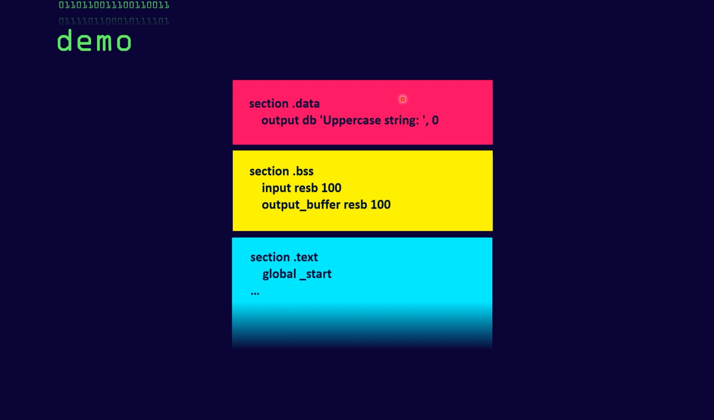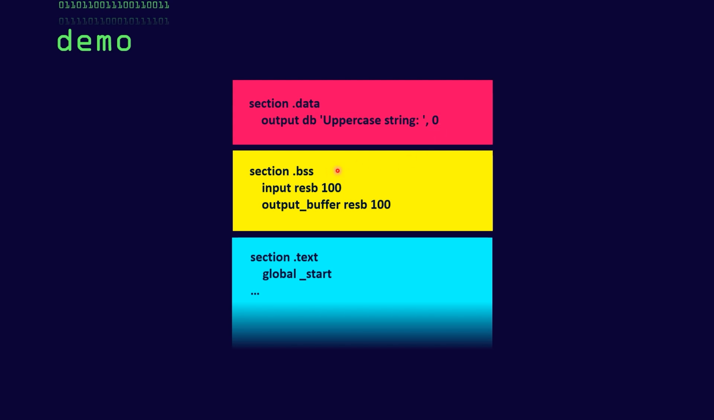For data, we will hold all the variables that are not changed. So in this case, we are initializing and declaring the variable output. DB stands for defined byte, and then uppercase string, whatever is in this single quote, is the value that we want to store. And the 0 here just means that we're telling the computer this is where the string ends.